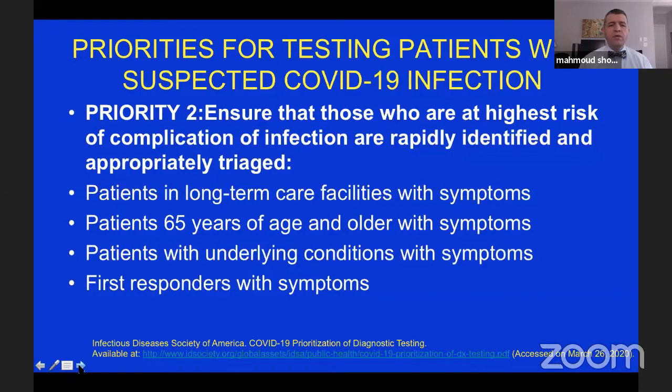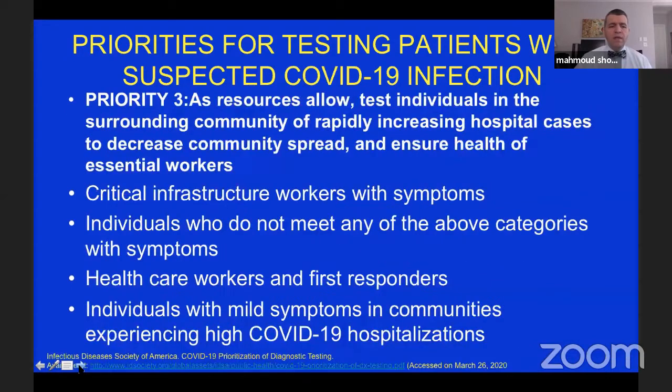The second priority is the patients at risk, and those are the ones who are elderly, as mentioned by my previous colleagues, people living in long-term care facilities like nursing homes or skilled facilities, patients with comorbidities, and first responders presenting with symptoms.